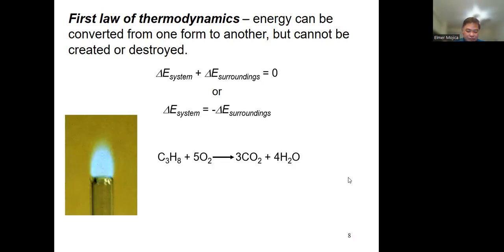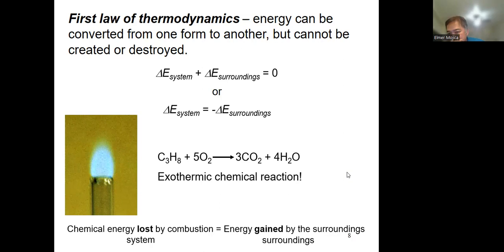Okay, so like this one. This is what? An exothermic reaction. What happens if you have this exothermic reaction? You lose chemical energy by combustion. That's the system, and the energy is gained by the surrounding. So combustion is an exothermic process. There are other forms of the first law of thermodynamics.